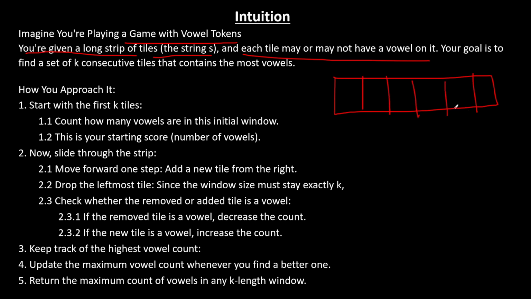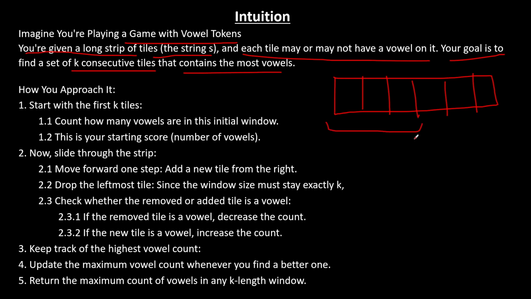Okay, and our goal is to find the set of k consecutive tiles that contains the most vowels. Now they have given us tiles, and we need to find the number of vowels in them. Assume it's this way, and it has been said that the number of tiles you can take in hand is 3, and it has to be contiguous.